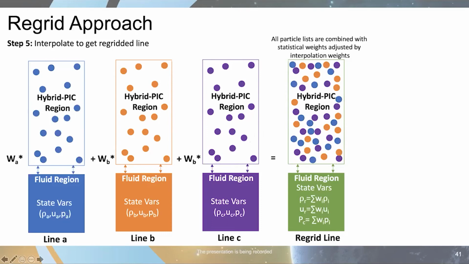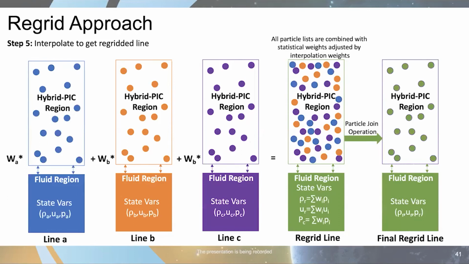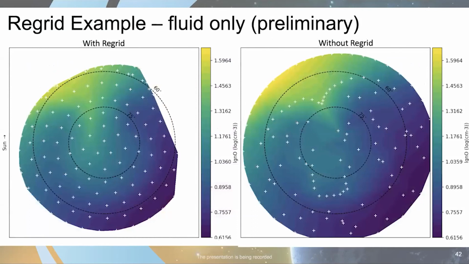And so I have to have one more step, which is a particle joining operation in order to combine particles together while maintaining the state variables in the distribution function in order to reduce my total number. And so after I do that, now I have my new final, resampled field line. And so I have a few tests to show that this is working. In the first example, this is with a fluid only solution.